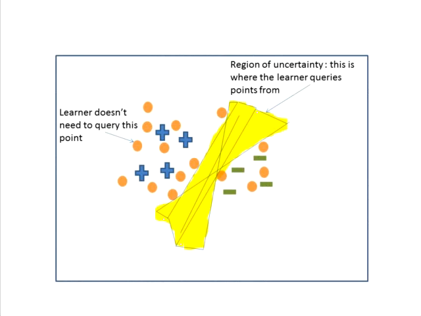This figure here shows you the region of uncertainty. This yellow region here is the region of uncertainty. It's the region from which the classifier picks the unlabeled data points to be queried, or whose labels it wants to know from the oracle.